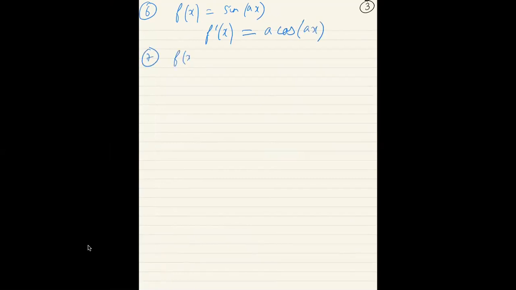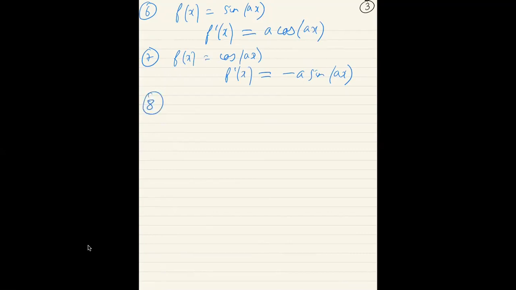And if f of x was cos of ax, then something interesting happens. F prime of x becomes minus a sine of ax. These two are very useful and often easy to forget that one of them does not have a minus sign, but the other one does have a minus sign.